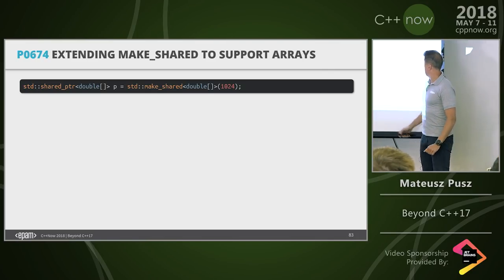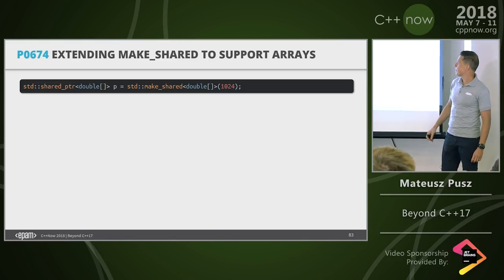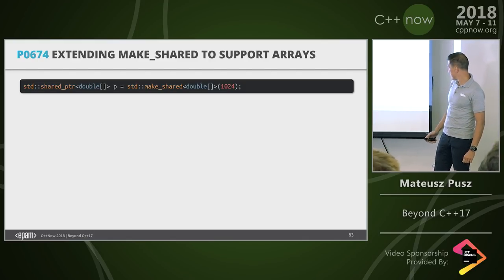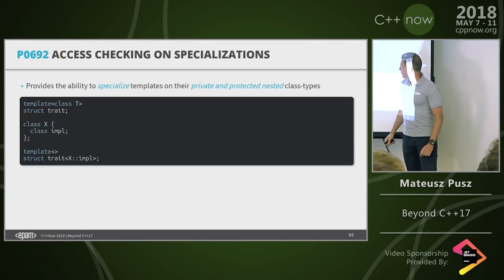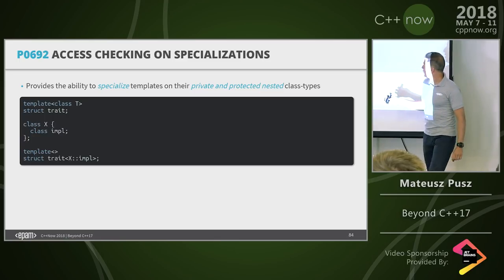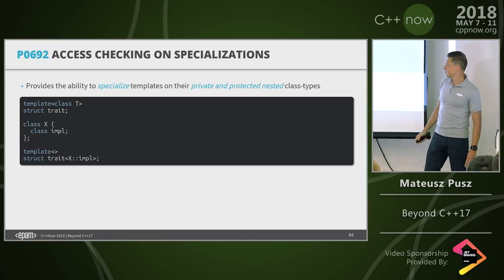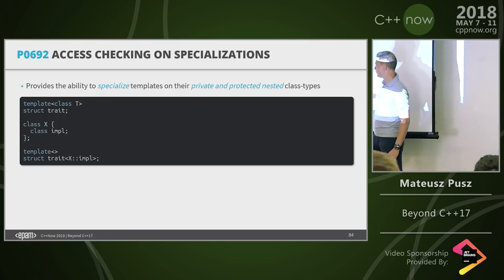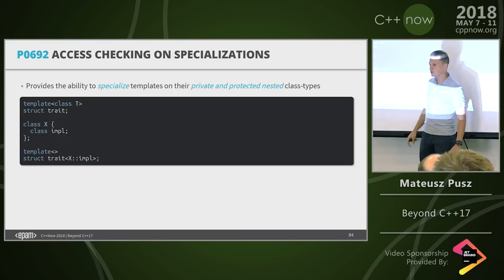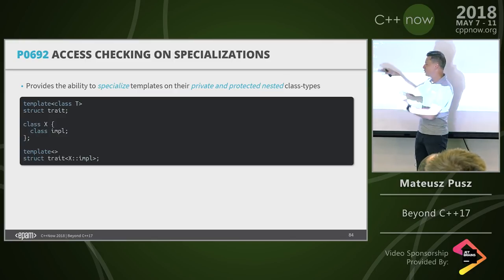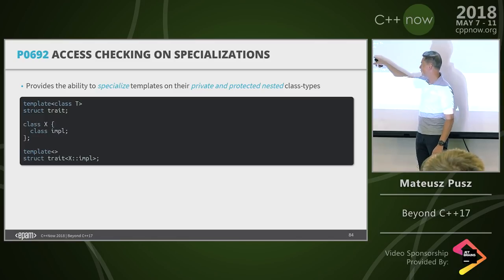make_shared was extended to support arrays because it didn't support it. Only make_unique was supporting array types until now. And right now we'll be able to specialize on private classes. Right now it was not possible to specialize on Impl because Impl is in the private scope of X, so it was not seen outside of it. Right now you will be able to specialize your trait on the internal class of X.